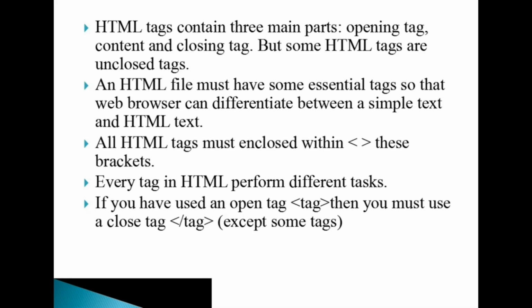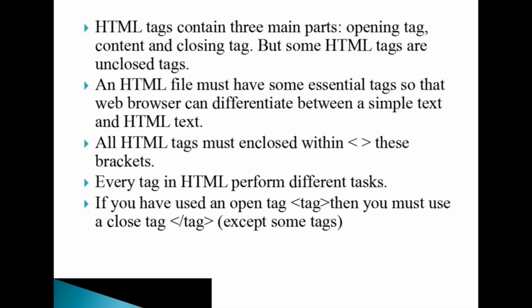HTML tags contain three main parts: the opening tag, the content and the closing tag. But some HTML tags are unclosed. For example, the BR tag, that is the break line, and the HR tag, that is the horizontal line. So they are unclosed tags.